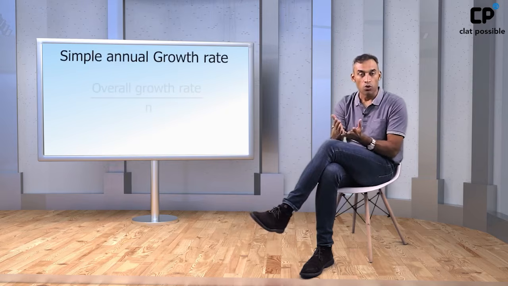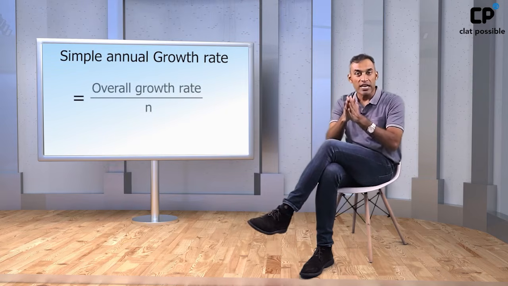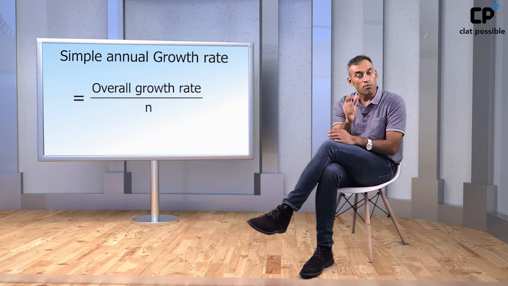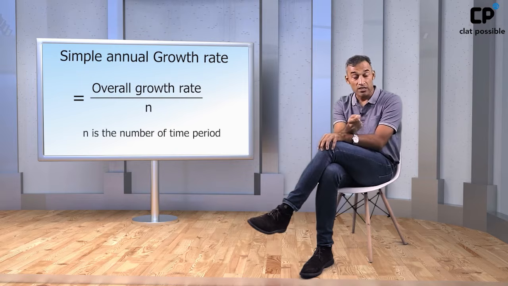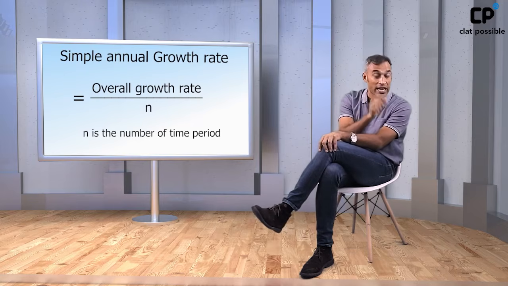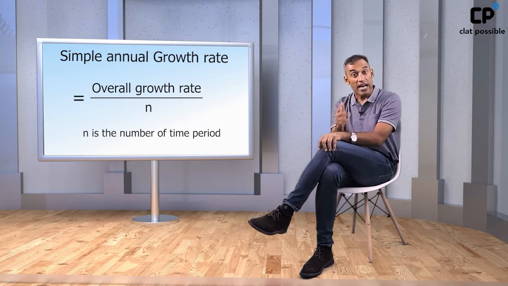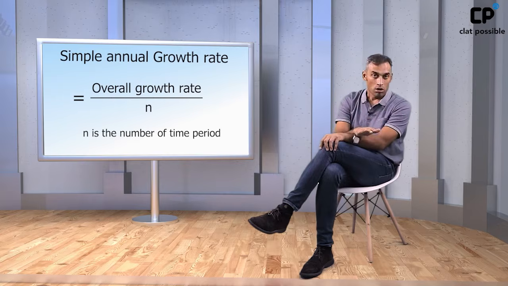Second, if you are asked a question on a simple annual growth, what we are supposed to do is divide the entire growth percentage by the number of time periods. Now here is a catch. A lot of times we make mistakes by mistaking it with the number of years. The number of years from 2010 to 2015 is actually 6 years. If we divide it by 6, it will be wrong. We have to divide it by the number of time periods.